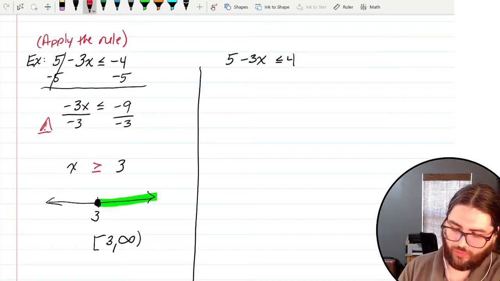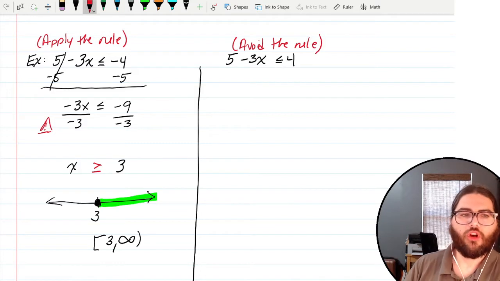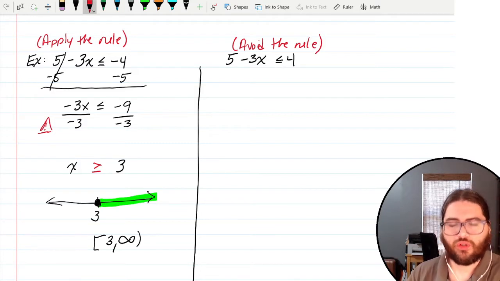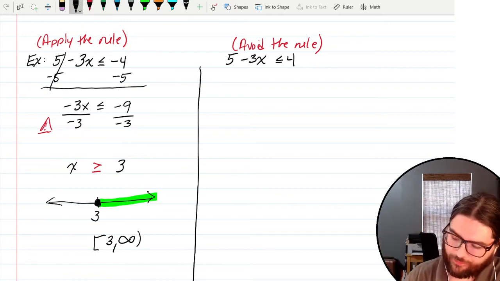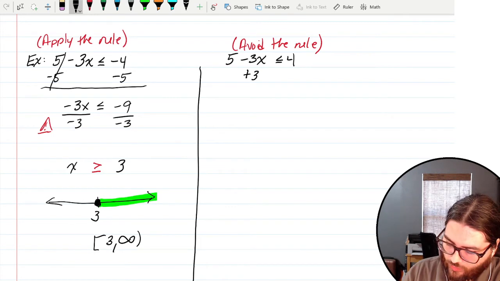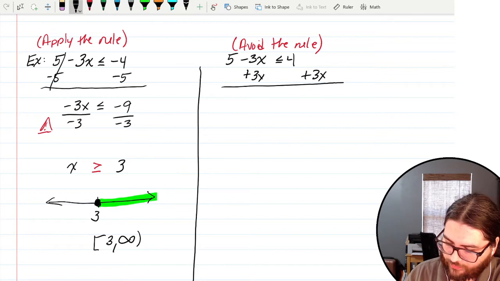The other way I can deal with this is to avoid the rule if I'm the one who caused this by dividing by a negative number. Why don't I go out of my way to never divide by a negative number? To do that, I would add 3x to both sides of this equation. Subtract 4.